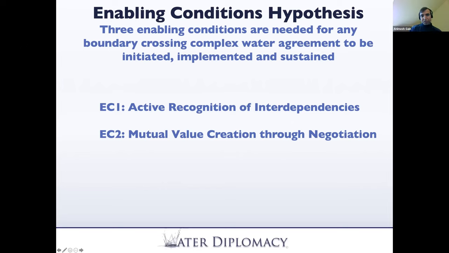So to discuss these things, if we consider this Ganges example, we already had the Ganges Treaty, but in my view, this mutual value creation didn't happen until now. But already the treaty has been signed. So what do you say about that? Although this enabling condition wasn't met, there is a treaty or negotiation. No, see, here we say they initiated, implemented, and sustained. Yes, so you can have it, because although mutual value was not fully done, it was done partly. There were certain things done.